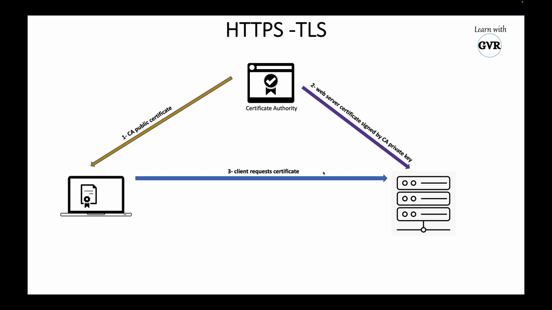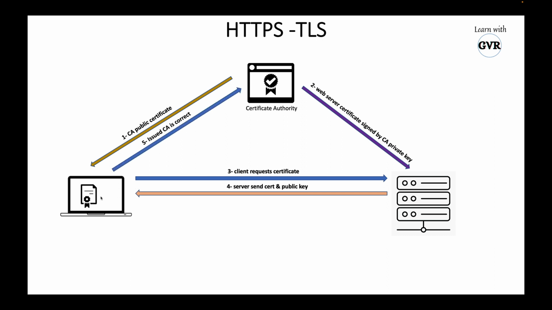Now this client sends a request to this server, saying, hey, I wanted to hit your server. Then the server will send back the response saying, this is my certificate and this is my public key. Now the client, your Chrome browser, will verify against the CA, the certificate authority, whether whatever the server sent is legitimate or not. Once it is verified, the client will generate one encrypted session key and send it back.